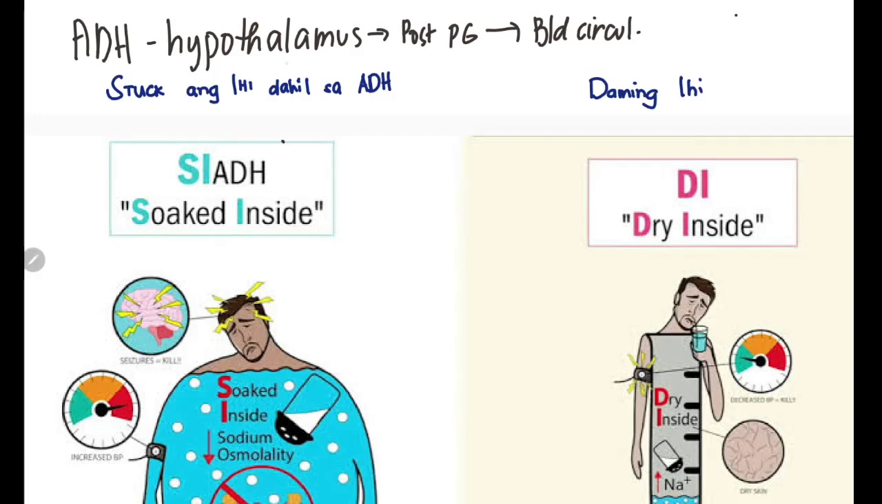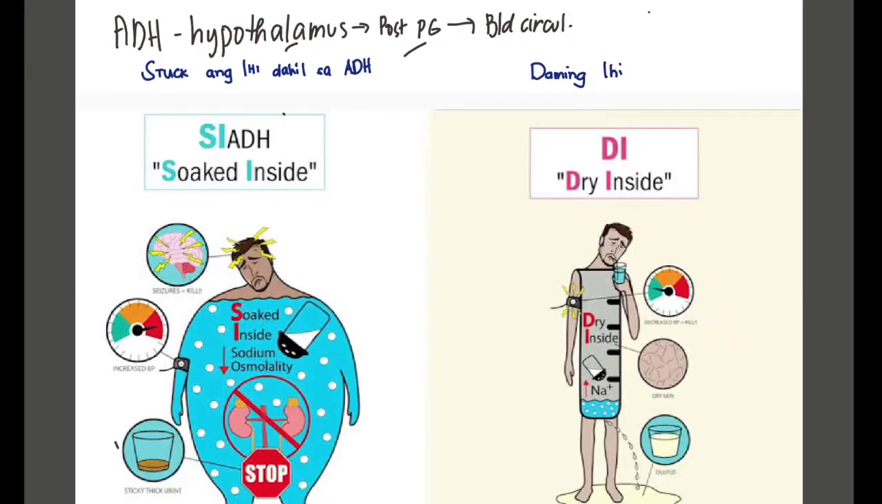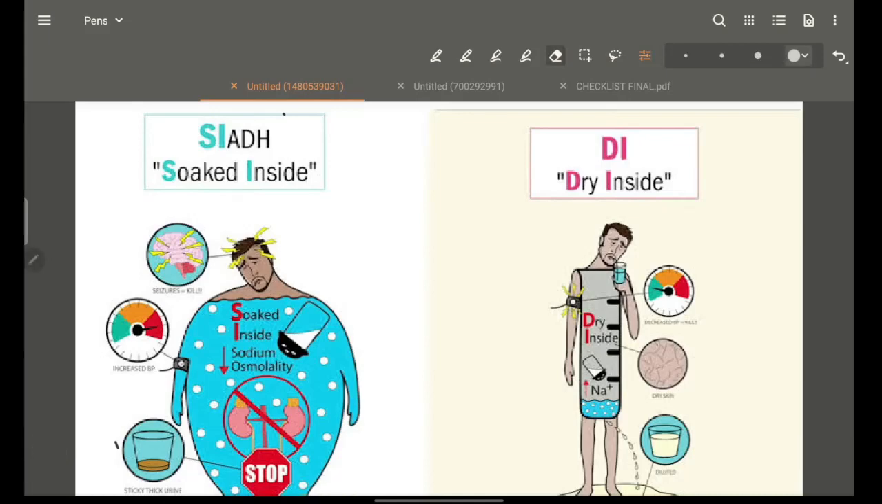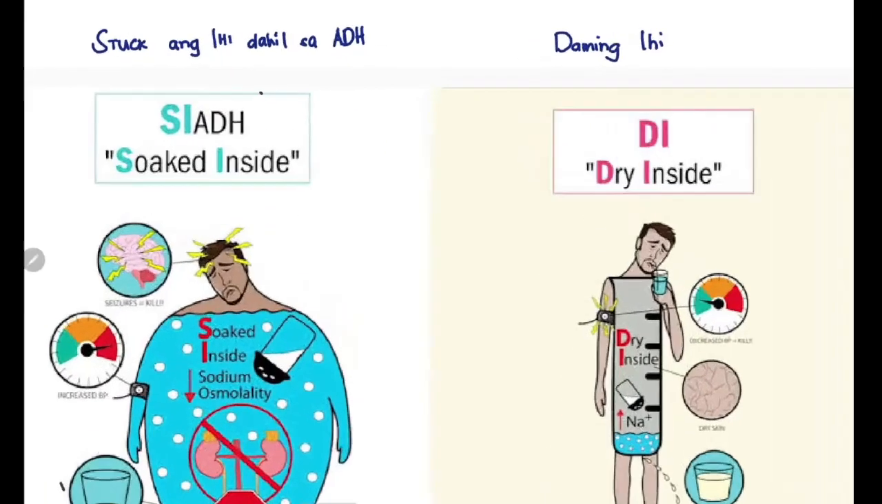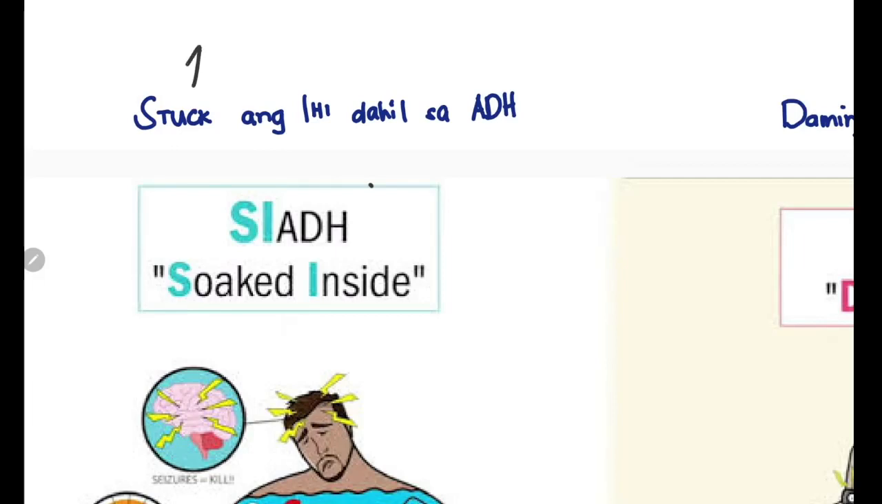So kung meron tayong problema sa hypothalamus and posterior pituitary gland, this can lead to either what we call DI or SIADH. So dalawa lang ang pwedeng mangyari sa ating problem with your ADH naman. That is either hypersecretion or hyposecretion of ADH. And these conditions are known as, so we have here SIADH if there is hypersecretion of ADH, or your syndrome of inappropriate antidiuretic hormone.